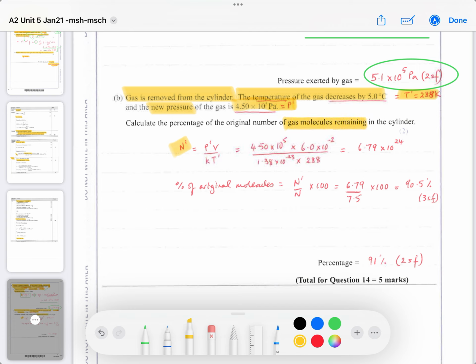But they don't want the new number, they want the percentage of the original number that we have now. In other words, what percentage have we lost, and therefore what percentage remains. So the answer is 91%. How do you get it? So we know N dash will be, using the same equation, algebraically PV over KT with the new figures put in. So this figure will go in there.